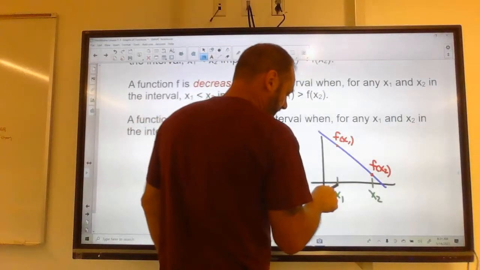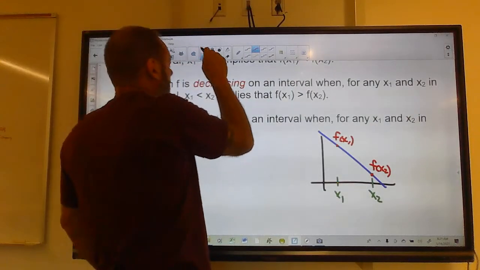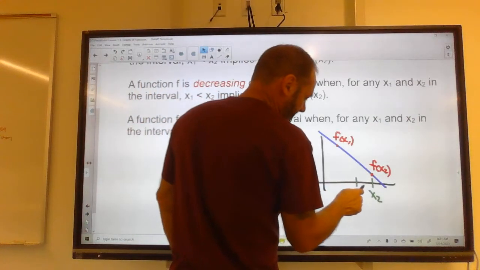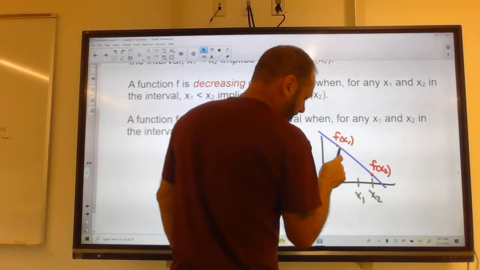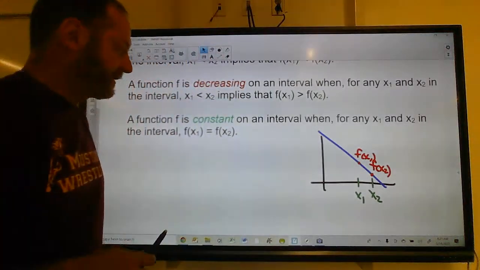And as long as x1 is less than x2, it doesn't matter where it is, f of x1 will still be bigger than f of x2.